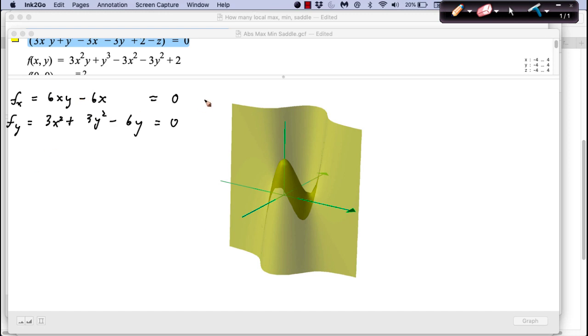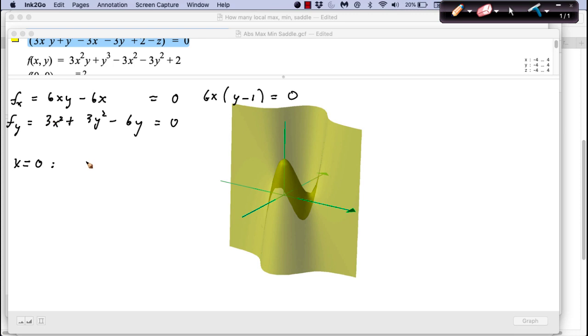This first one is 6x times (y minus 1). So the only ways to make f sub x 0 are if x equals 0 or if y equals 1. So when x equals 0 first, we're going to put that in here and figure out what y needs to be to make this 0. Does that make sense? Then we'll have them both 0.